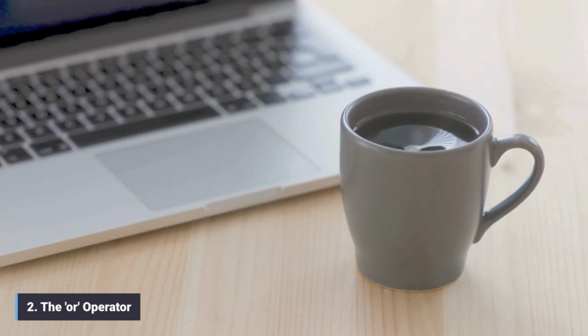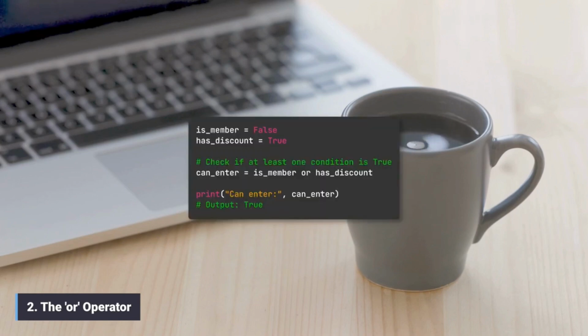2. The OR operator. The OR operator is more forgiving. It returns true if at least one of the operands is true. It only returns false if both operands are false.